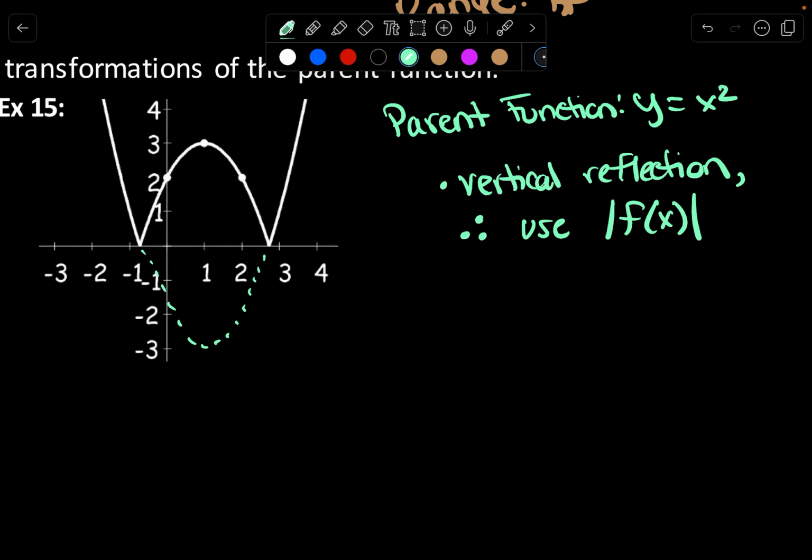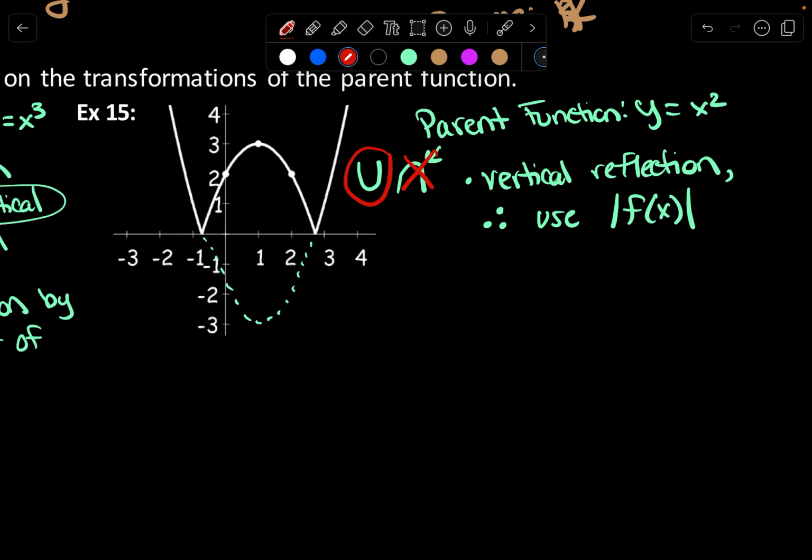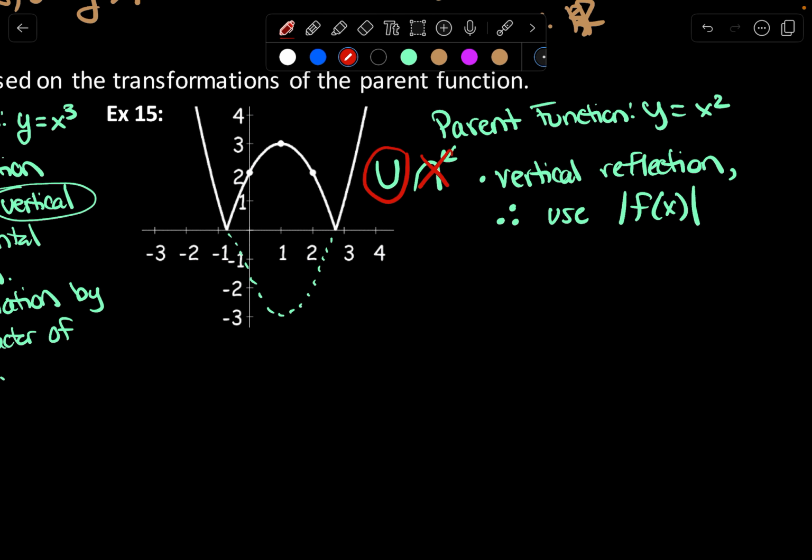So my suggestion for this, technically you could use this as the parent function, or you could use this as the parent function. If you use this one, where the parabola is facing downward, you have to use another reflection on top of your absolute value. So I always suggest using the parabola that's facing upwards because that's one less transformation that you have to worry about, okay?